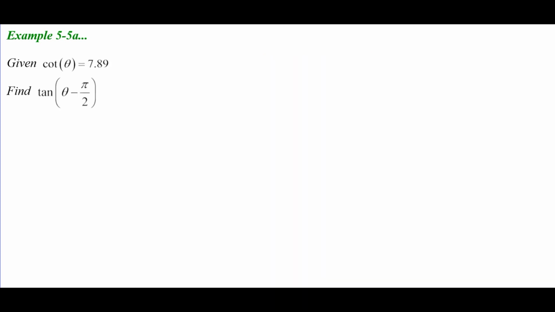All right, so here's another example. So we're starting with cotangent of theta is about 7.89, and we want to find the tangent of theta minus pi over 2. So again, this is a situation where we have something similar to this on our formula sheet, except on the formula sheet, the pi over 2 is first and the theta is second, and so then the signs are opposite. So again, we're going to do what we did on the previous example. So tangent of theta minus pi over 2 is going to be tangent pi over 2 plus theta.